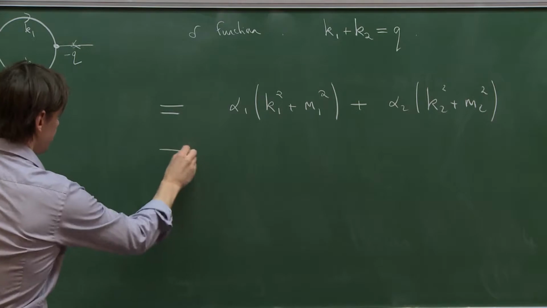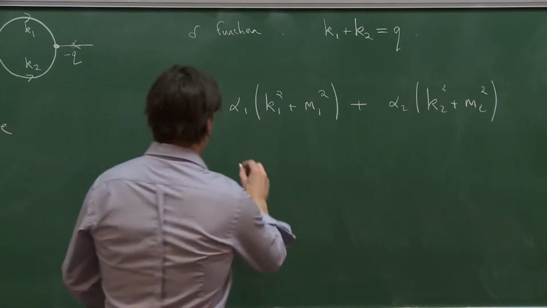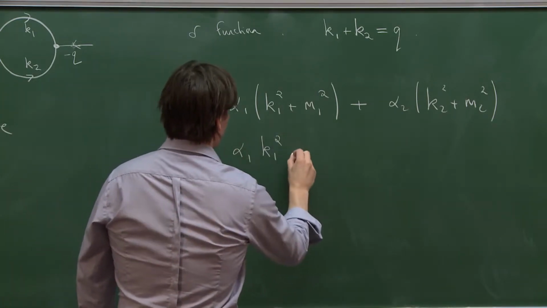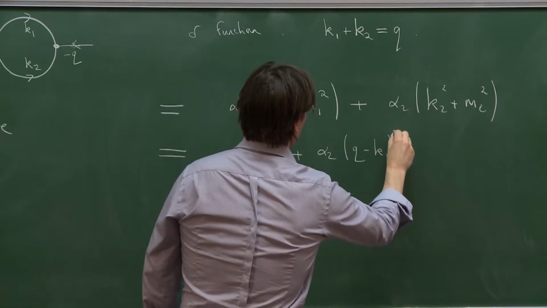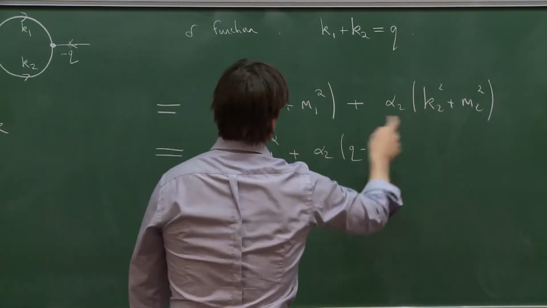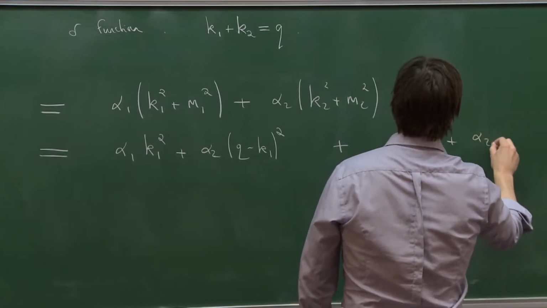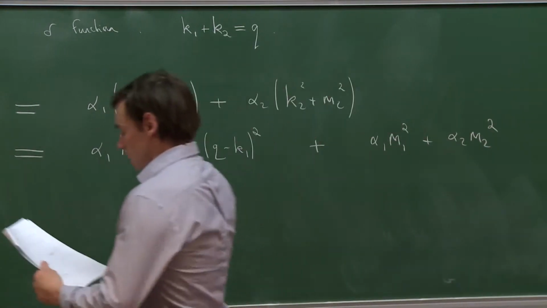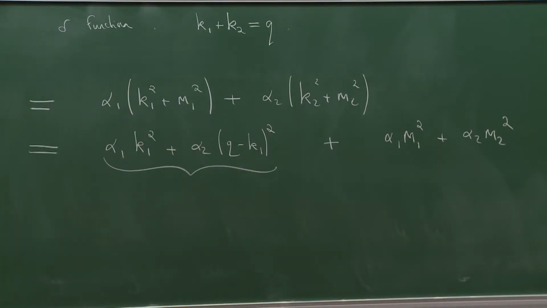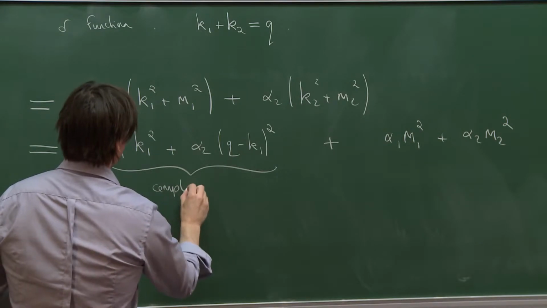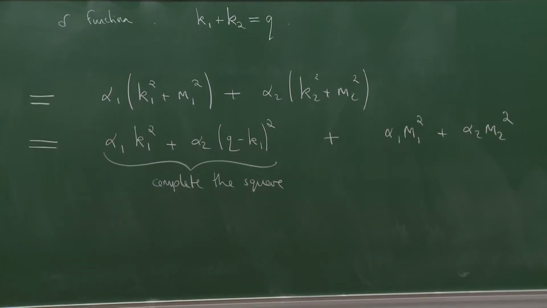Okay, so the first thing to do is to substitute in the momentum conservation condition. So this is alpha 1 k1 squared plus alpha 2 q minus k1 squared. This term and this term. And then the mass terms are going to accumulate here. So then the first thing you have to do is to take this part and complete the square. Of course, you can always do this.